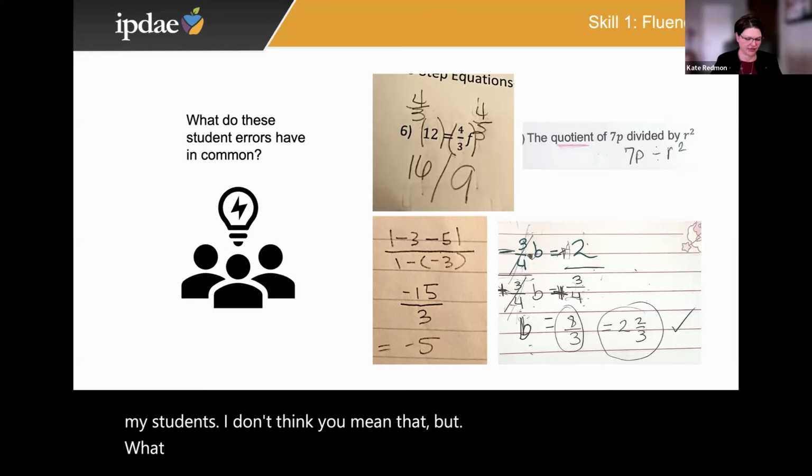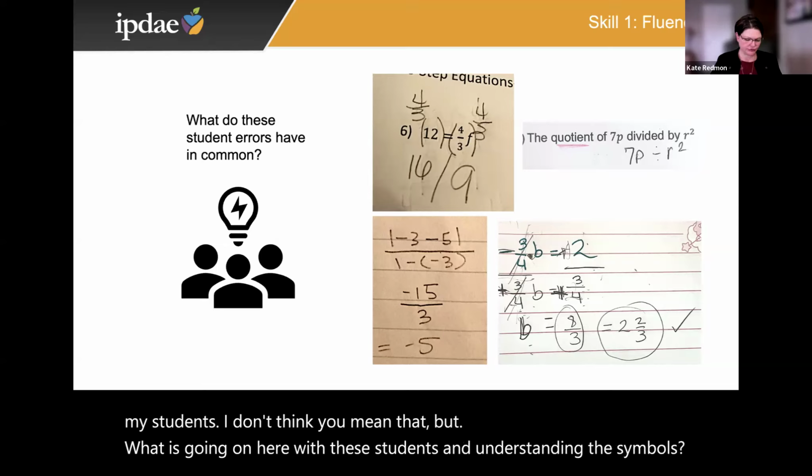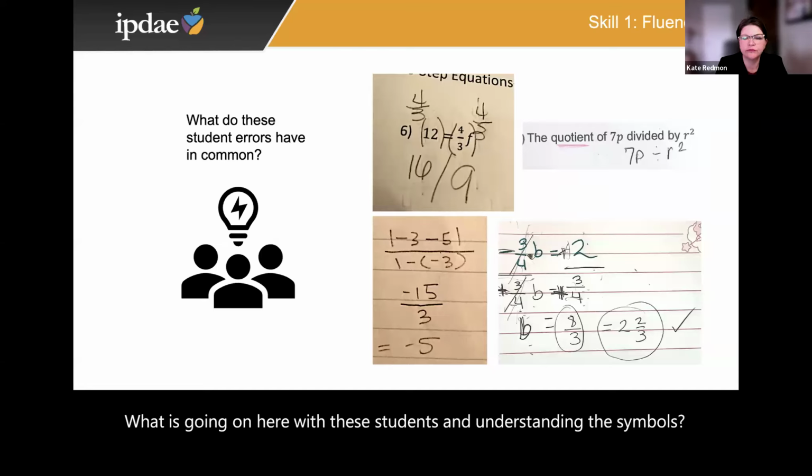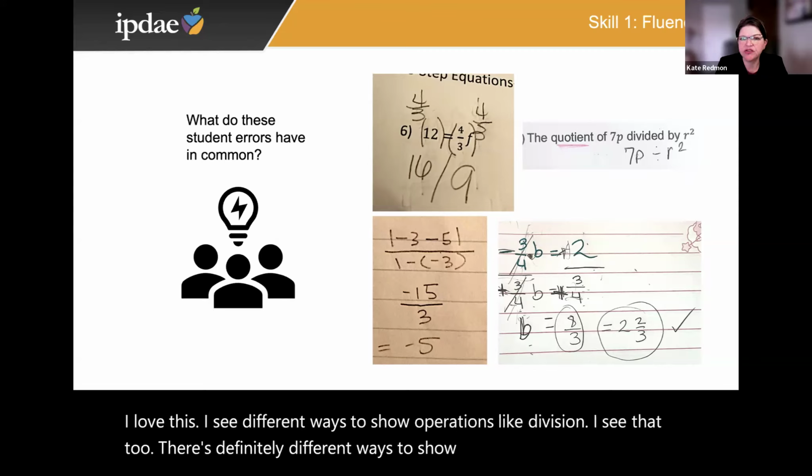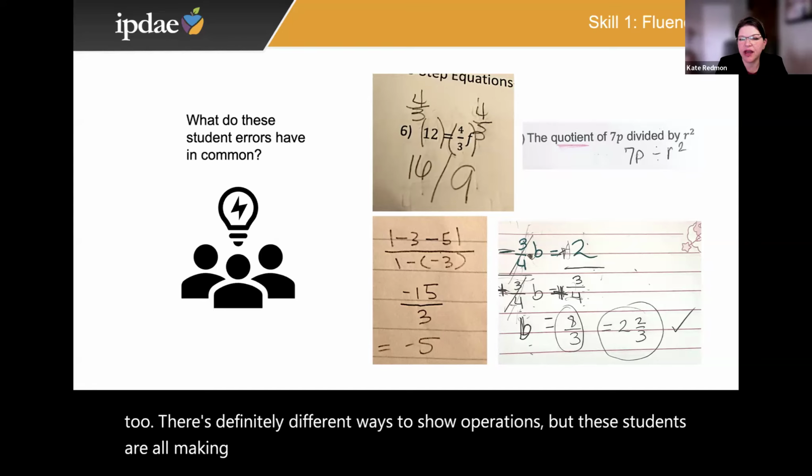what is going on here with these students and understanding the symbols? I love this. I see different ways to show operations like division. I see that too. There's definitely different ways to show operations, but these students are all making common errors here that have to do with understanding symbols.